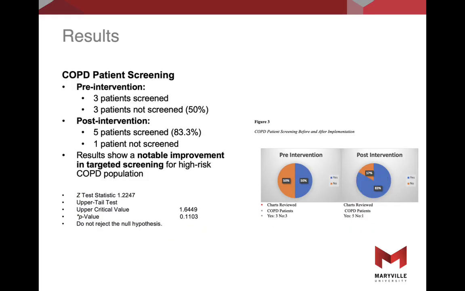Also, for my COPD patients, being that we had to narrow it down to COPD diagnosis only, we only saw 3 patients that had COPD pre-intervention. Post-intervention, it increased to 5 patients screened. So we went from 50% to 83.3%. Although 3 to 5 is a small number, remember we had to narrow it down to a condition, COPD. We do not reject the null hypothesis for this result, and we had 1.22 for the Z statistic.